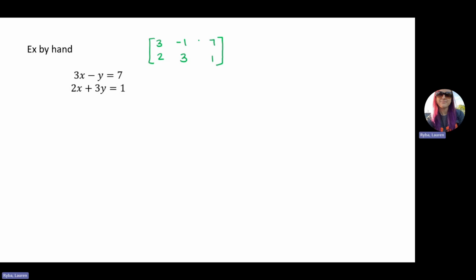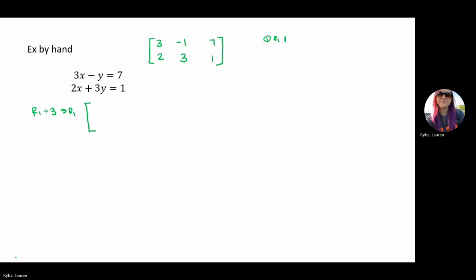All right. So goal is first step. Row 1, we need a 1 in this upper spot. So what am I going to do to turn that 3 into a 1? Divide by 3. So row 1, divide by 3. Replace row 1.